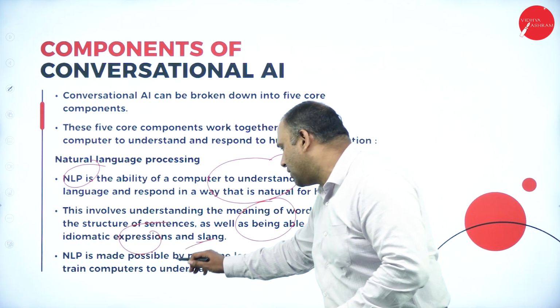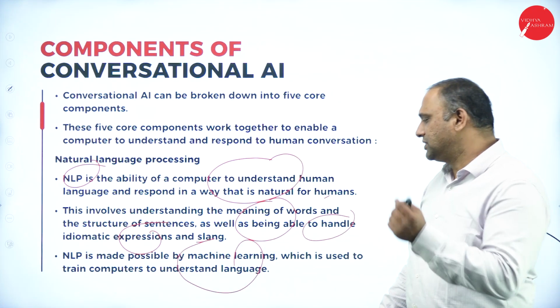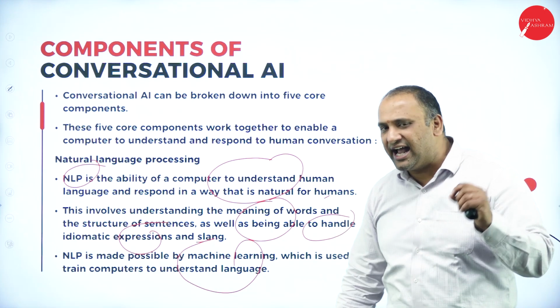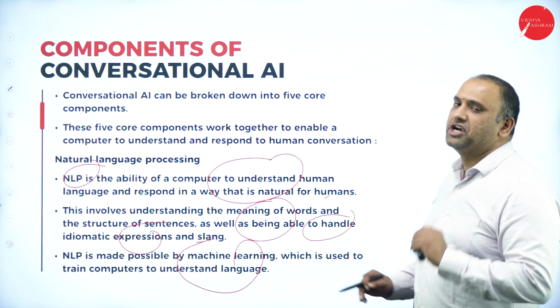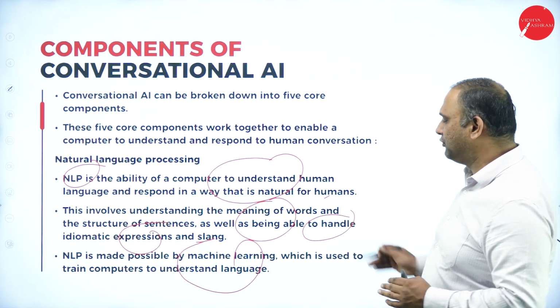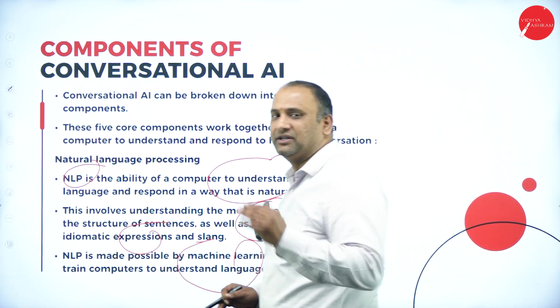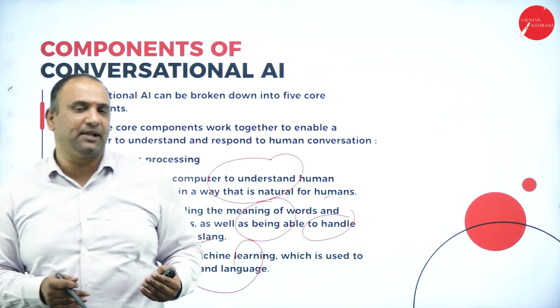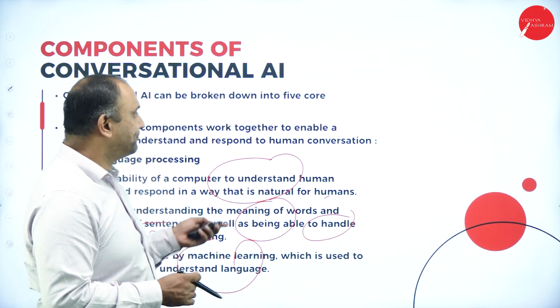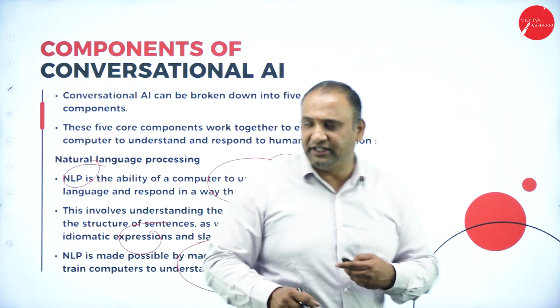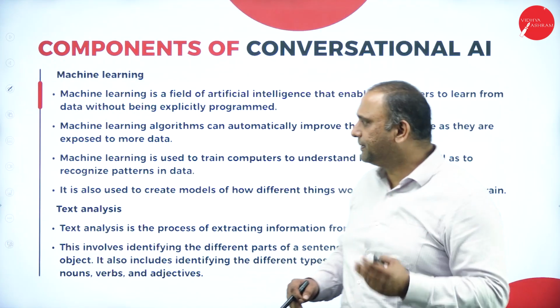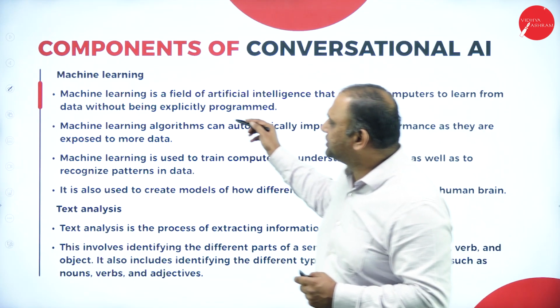NLP is made possible by machine learning, which is used to train computers to understand the language plausibly. So this is very, very easy for all of us to understand how it works and start processing things all together. Now let's start moving further in terms of understanding the components. What are the components here? The machine learning.